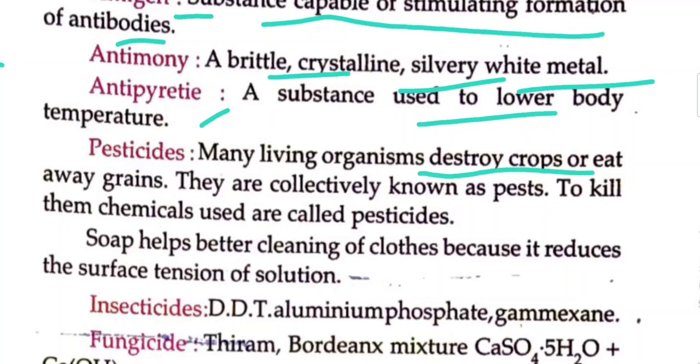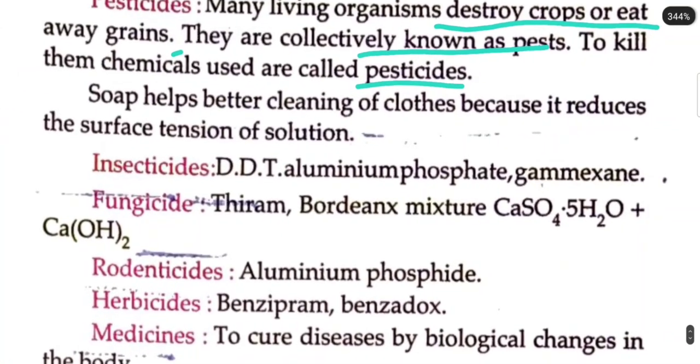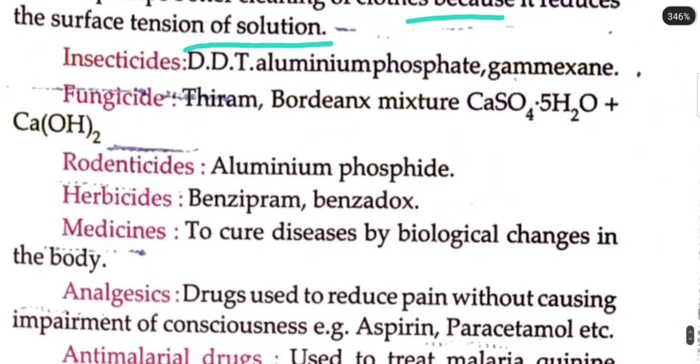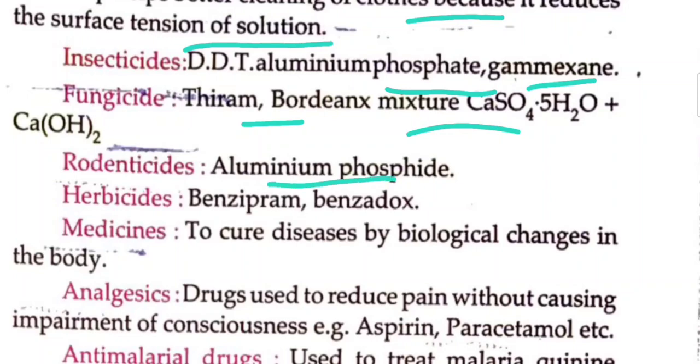Pesticides: many living organisms destroy crops or eat away grains. They are collectively known as pests. To kill them, the chemicals used are called pesticides. Soap helps better cleaning of clothes because it reduces the surface tension of the solution. Insecticides: DDT, aluminum phosphate, gammexane. Fungicide: Bordeaux mixture, CuSO4.5H2O plus Ca(OH)2. Rodenticides: ammonium phosphide. Herbicides: benzadox.